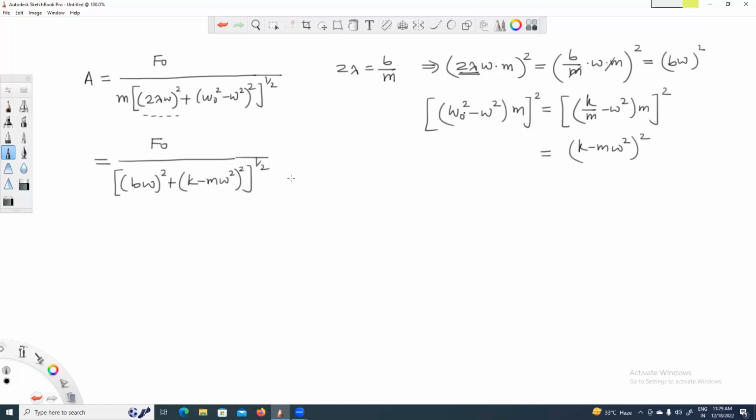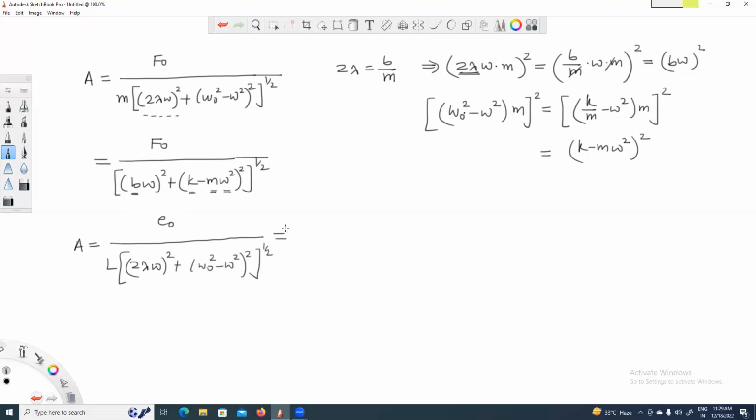Why have I written this down? Because in my system, I know the spring constant, the mass attached, the forcing frequency omega, and the damping constant b. That's why I have written it like that, but it is not mandatory. Similarly, for the electrical circuit, instead of F naught I have E naught, the amplitude of the EMF being applied, and instead of m, I have L into the bracket 2 lambda times omega, bracket squared, plus omega naught squared minus omega squared, bracket squared, raised to half.